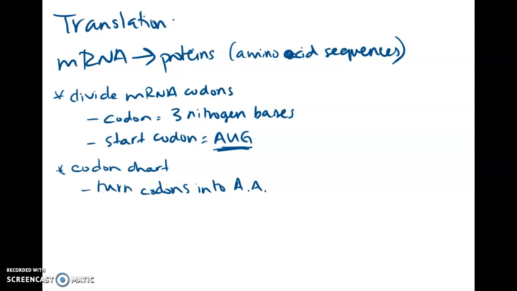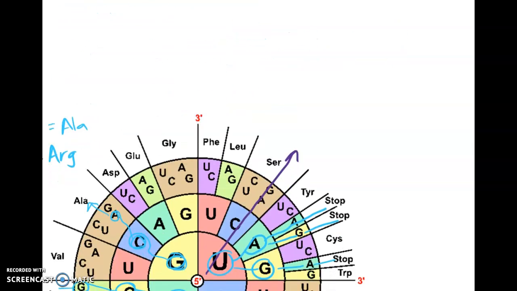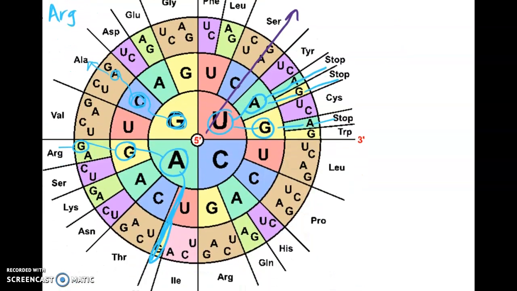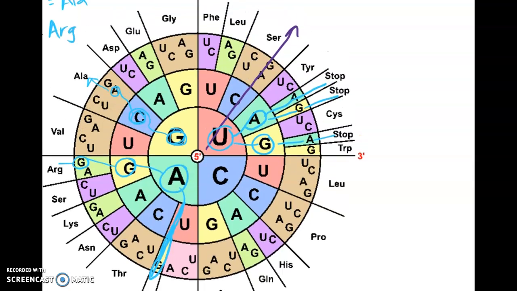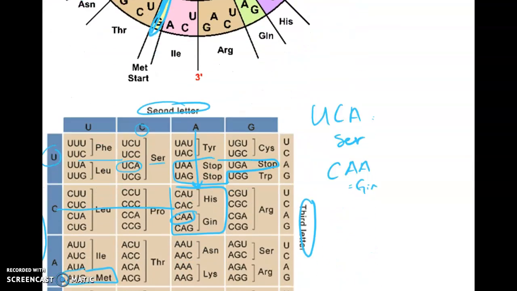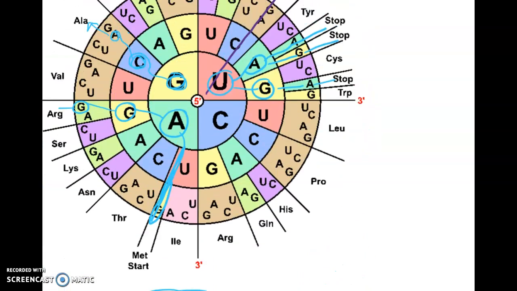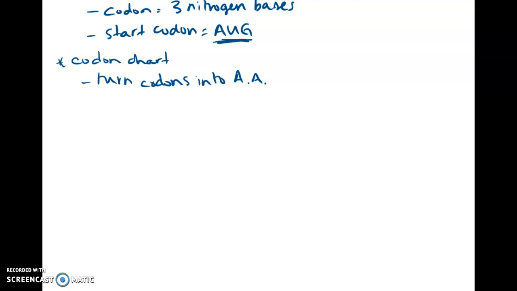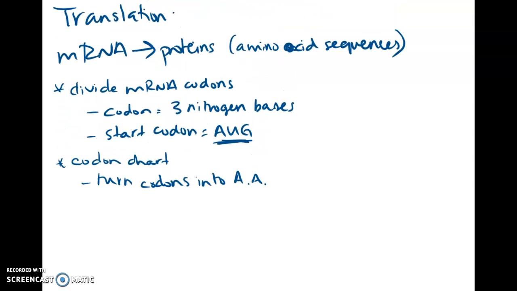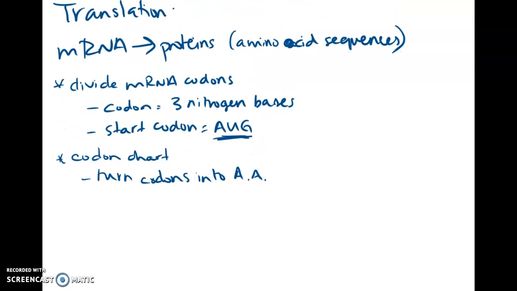Right? And so an example of a codon chart is this one. Or you can have this one. And in the next video, I'm going to show you how to read those.